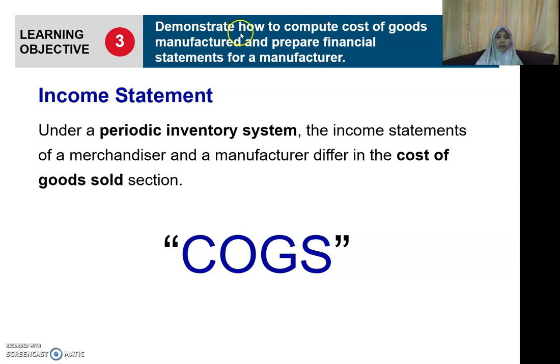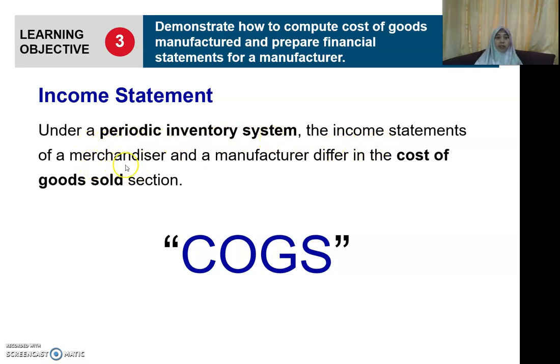That is to demonstrate how to compute cost of goods manufactured and prepare financial statements for a manufacturer. So income statement, we have a periodic inventory system. We also have a perpetual inventory system, but don't worry about the perpetual inventory system. We look at the periodic inventory system.